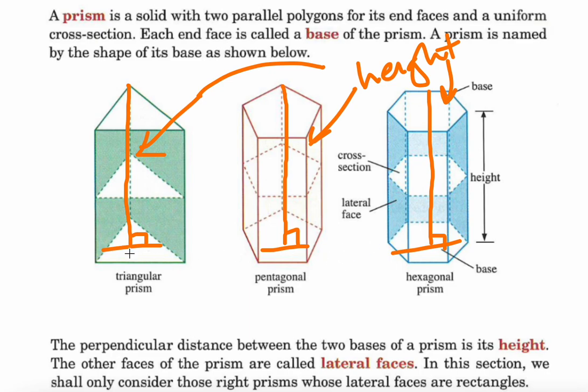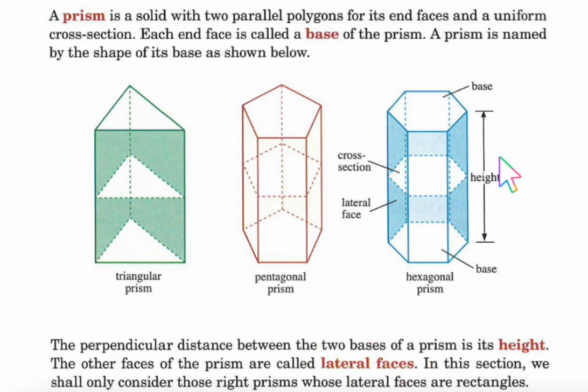And then the other faces are called the lateral faces. You see that a lot in science, actually. Like if you were to look at a shark's fins, the fins on the sides are called the lateral fins. So that's just a fancy name for the side faces. And then, like they said before, all the lateral faces are rectangles.